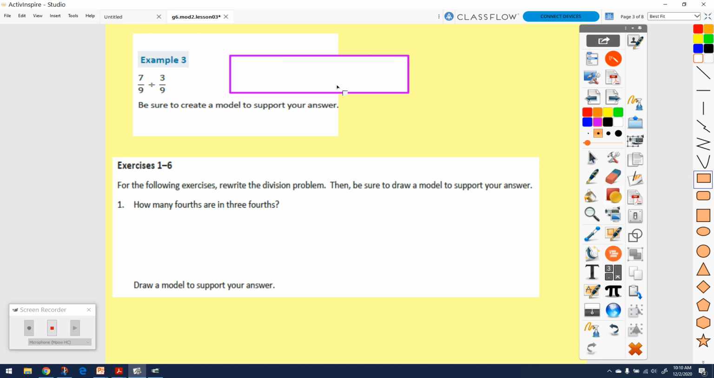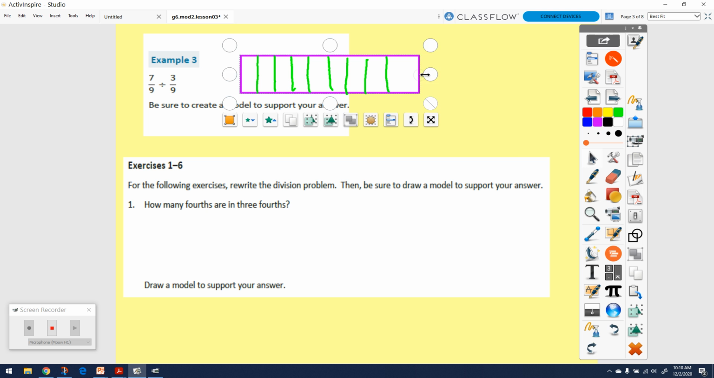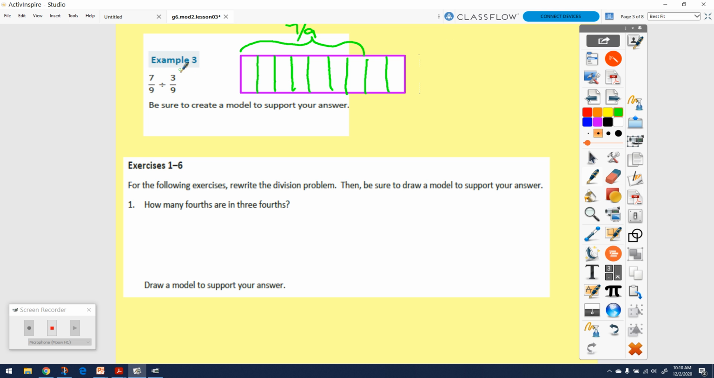On example 3, our denominator is 9. So how many cuts is that? 8. You got it. 1, 2, 3, 4, 5, 6, 7, 8. So we have 8 cuts. And we only have 7 of those. So here's my 7 out of the 9 pieces. And here it says I need to divide that into groups of 3 of the 9. Not too bad, right? So let's go ahead.